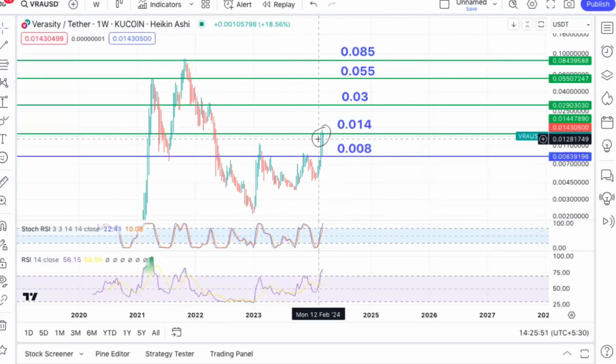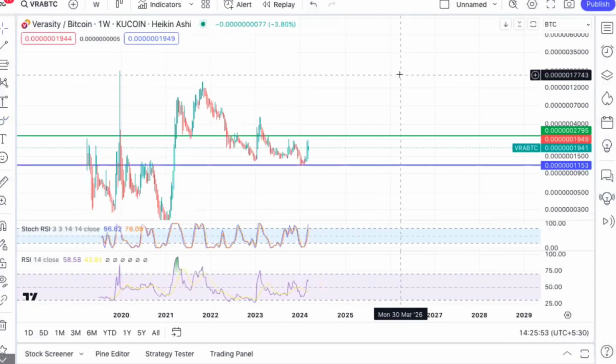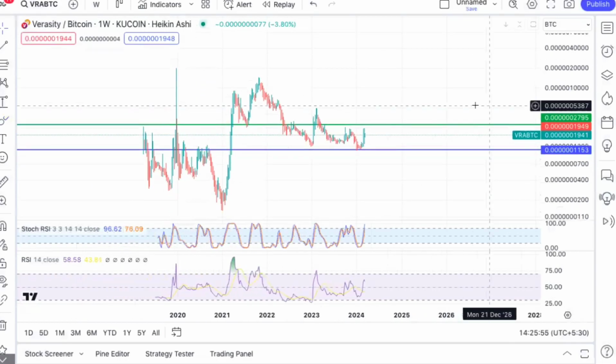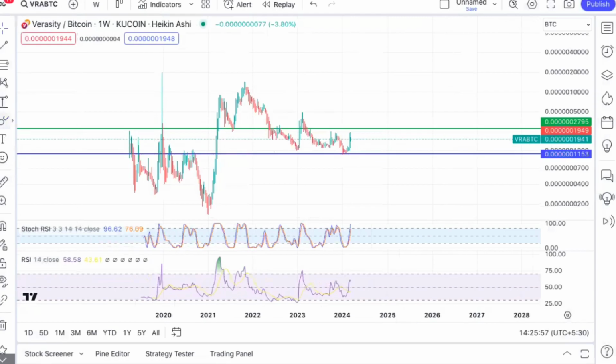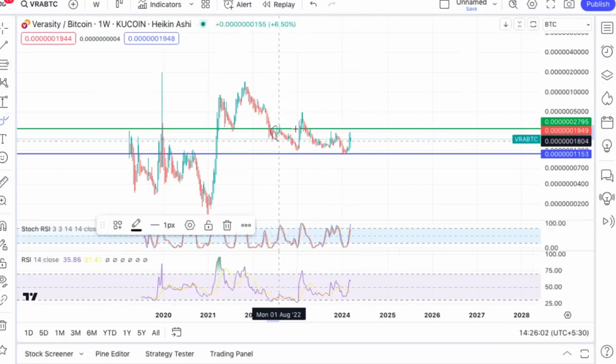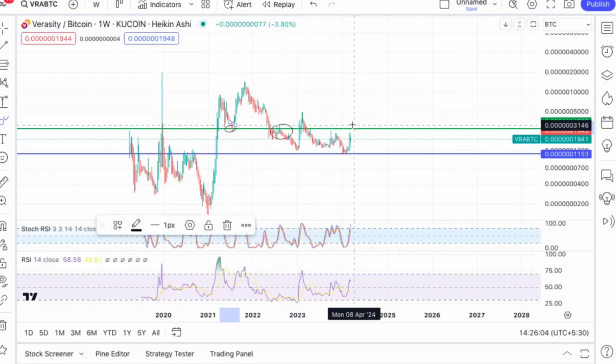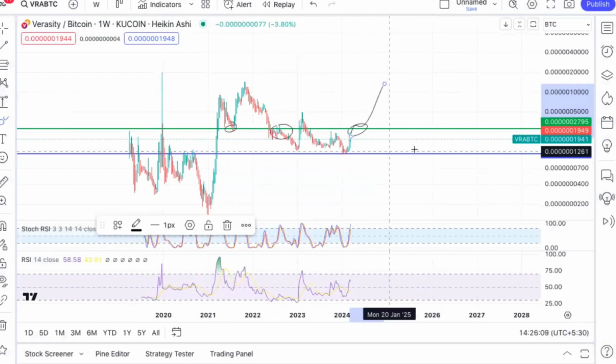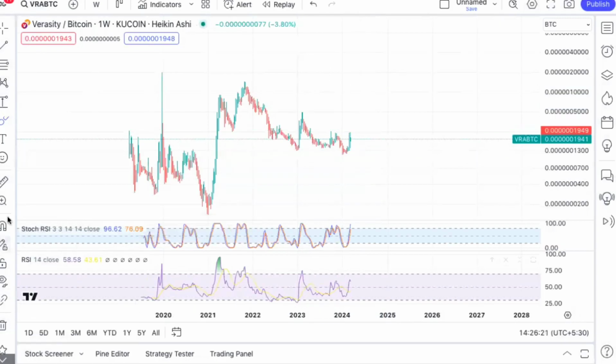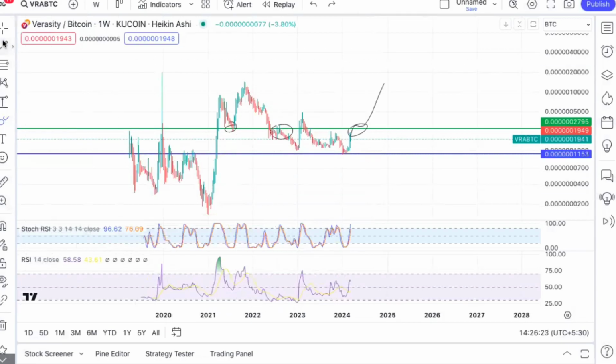And when we look at the VRA BTC chart, you'll get a clear scenario of what can happen. If you look at VRA BTC, it is still in bear market accumulation. This is the bear market accumulation breakout zone, and VRA BTC has not broken out of it yet. So around 2725 satoshis, there are a lot of zeros there, so please ignore that, but around 2725 satoshis is the breakout zone for VRA in the Bitcoin pair.